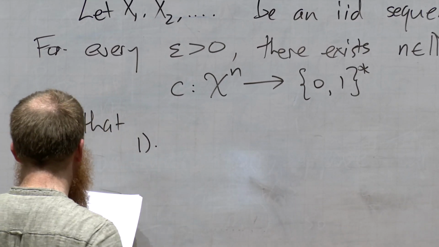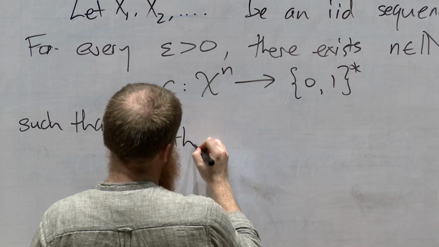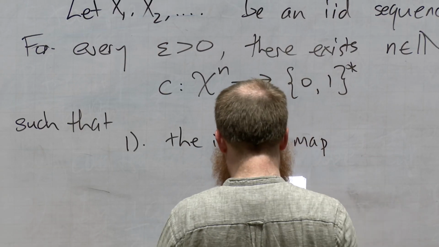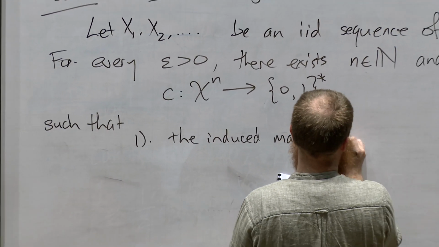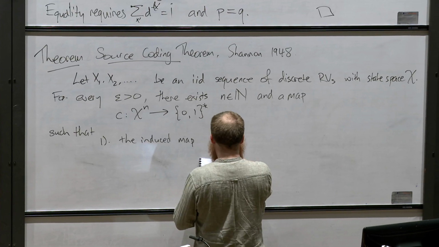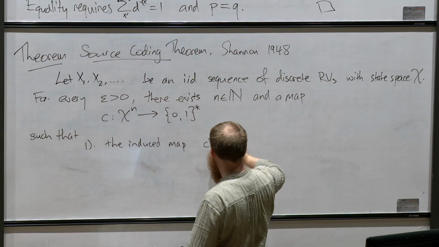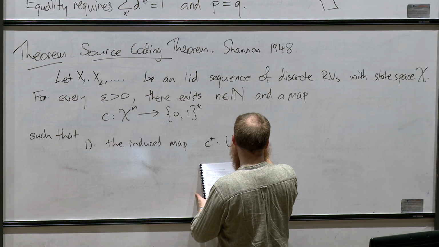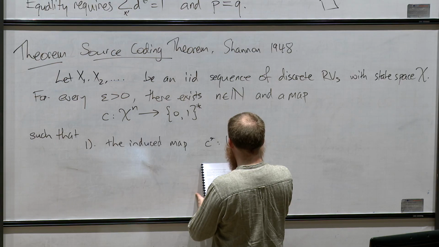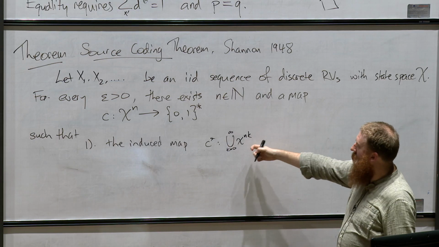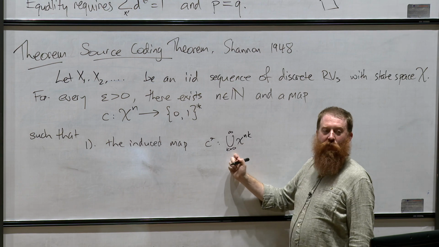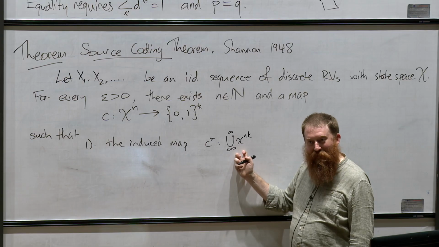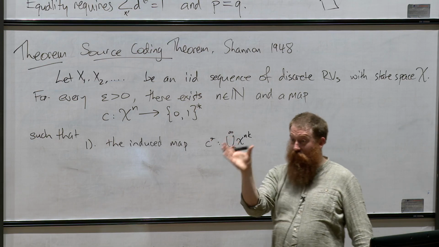two things are true. Well, first of all, the induced map, which we could call C star, what does that do? This is what you get when I take the union over X^(nk) for k equals 0 to infinity. So I'm allowed to encode an arbitrary length sequence provided the length of that sequence is divisible by n. Because I'm going to encode in blocks of n.